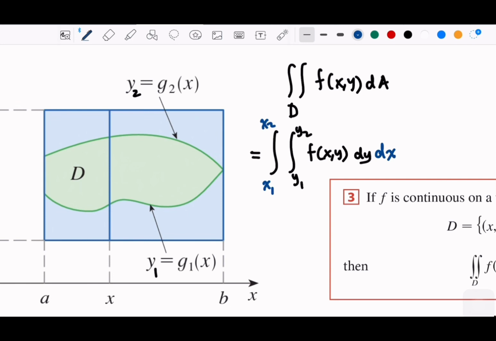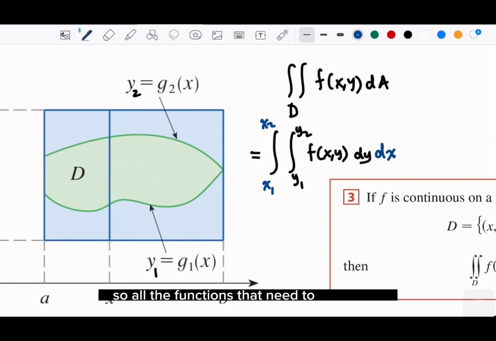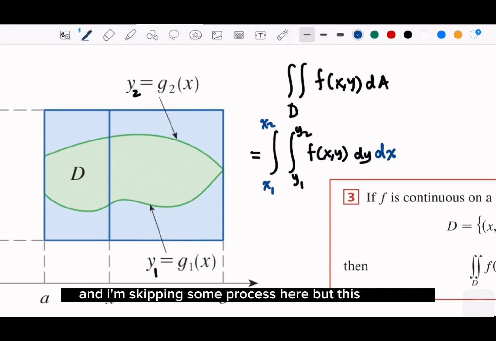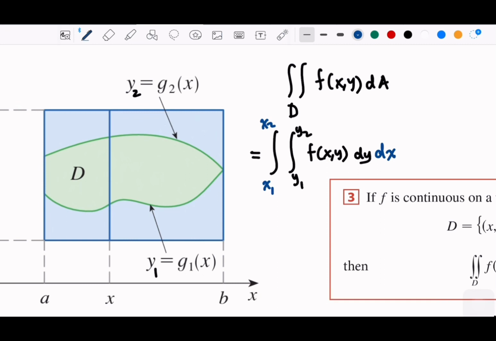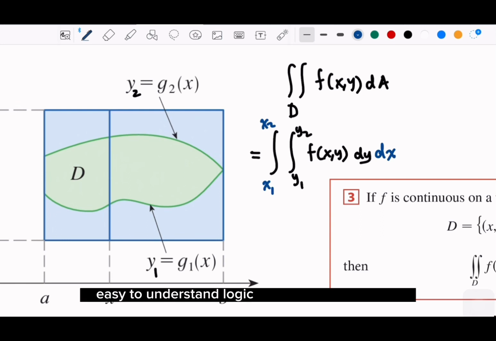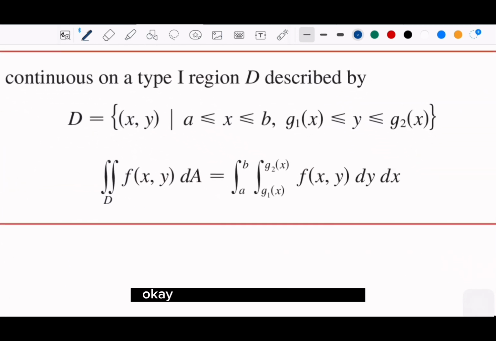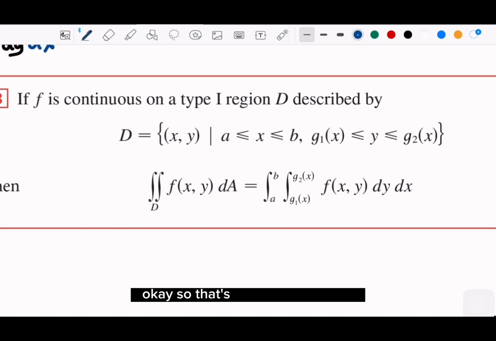So all the functions that need to be written should be written inside, because that should be computed first. I'm skipping some process here, but I think this is an easy-to-understand logic for the double integral, and that's why you have this. So that's the very beginning.